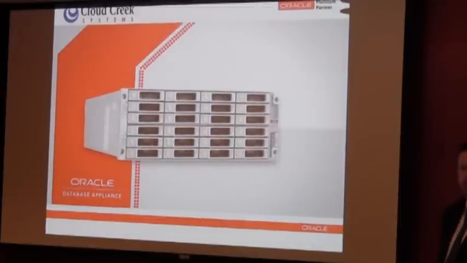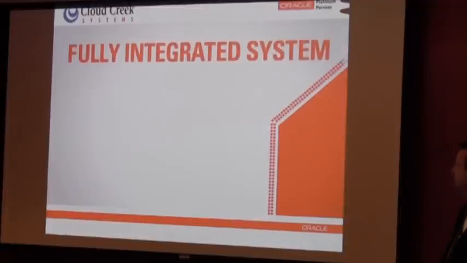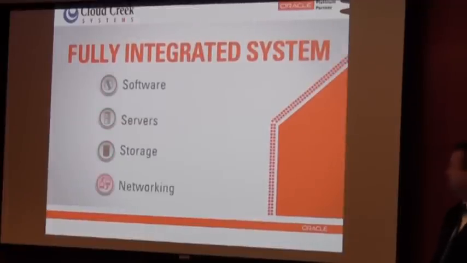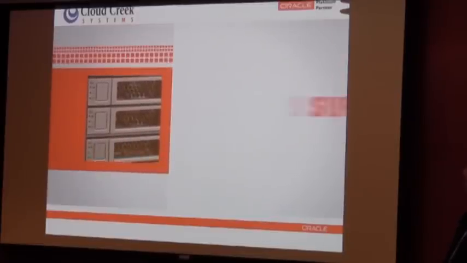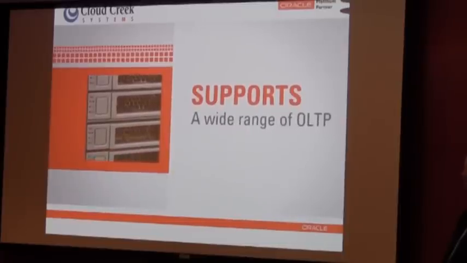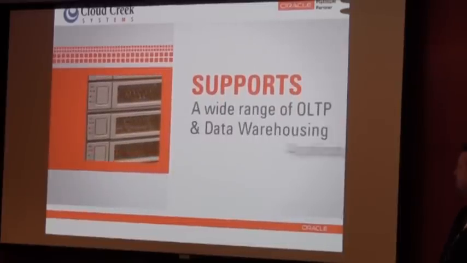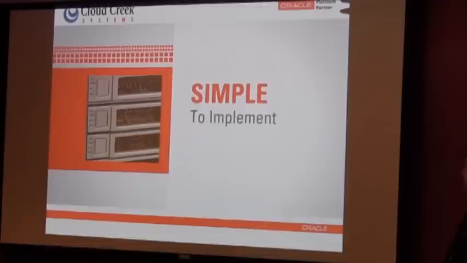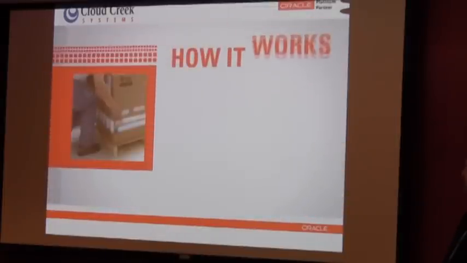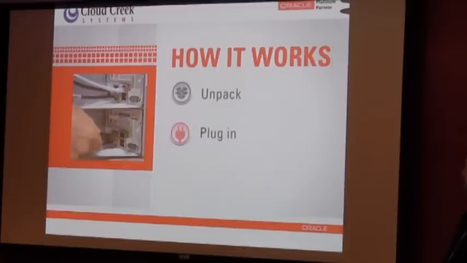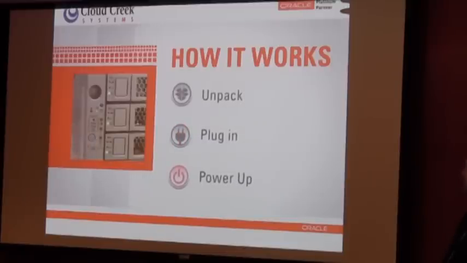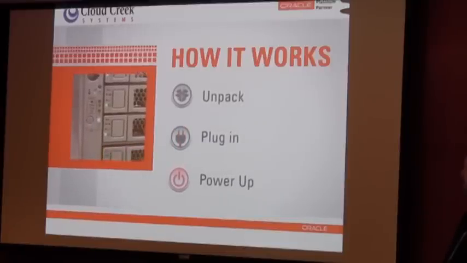Introducing the Oracle Database Appliance, a fully integrated system of software, servers, storage, and networking in a single box. It's a complete, engineered, high-availability database solution, capable of supporting a wide range of homegrown and packaged OLTP and data warehousing applications. It's simple to implement, maintain, and support, and it's affordable. Here's how it works. Just unpack the system, plug in power cords and network cables, power it up, and the pre-installed Oracle Linux system boots up. Now you're ready to start the installation.